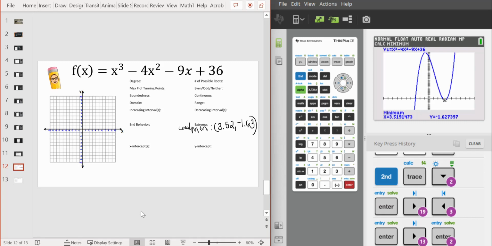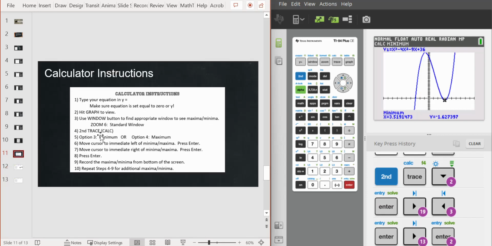So now, here's what I want you to do. I want you to identify the local maximum by pausing my video, typing it into your calculator, using the steps that we just did. But notice we're going to start at spot 4 because you already have everything typed in. You're going to type in option 4 this time, not option 3, because you don't want to find another minimum. So go ahead and pause the video and try to find the value. Make sure you pause. Don't wait for me.